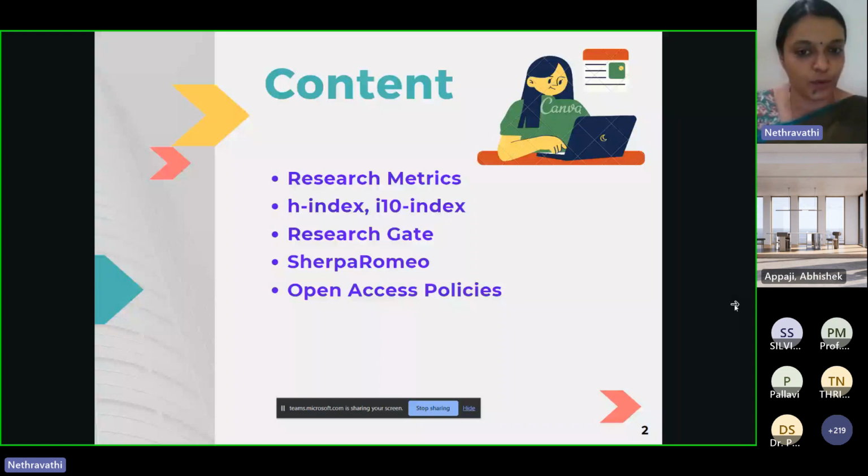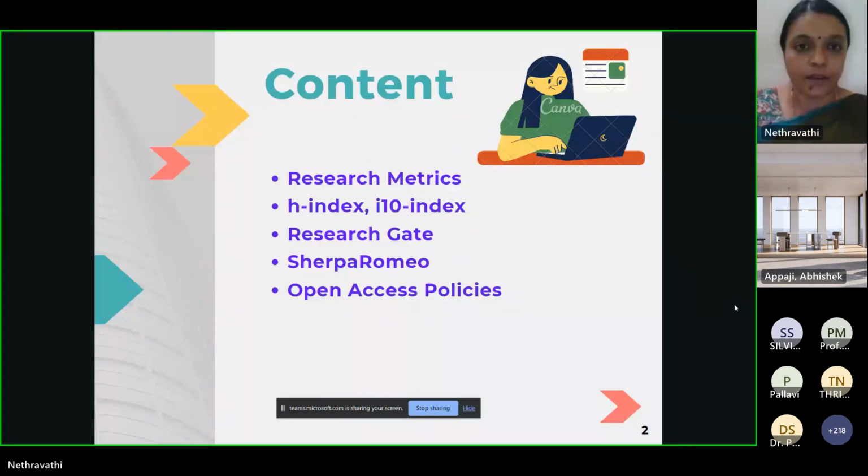I don't know whether you have heard about Sherpa Romeo or not. So let us explore what it is, and we'll end with what are the different open access policies and the importance of open access. Right?